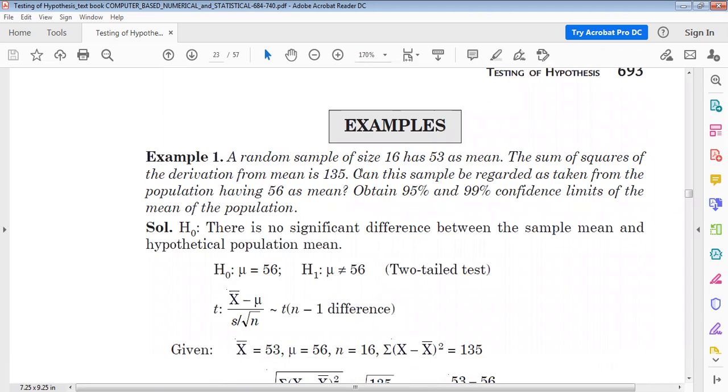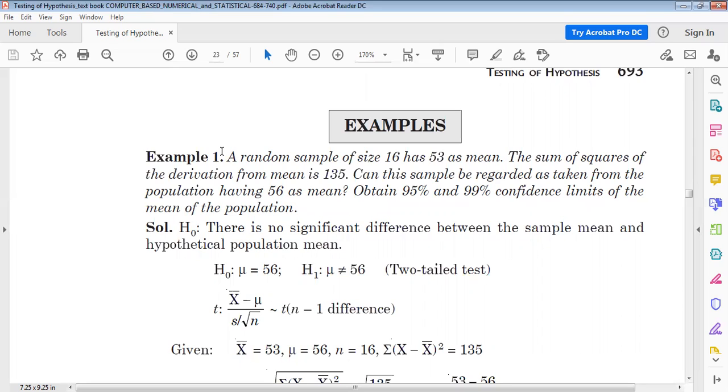Example 1. A random sample of size has 53 as mean. The sum of squares of the deviations from the mean is 135. Can this sample be regarded as taken from the population having 56 as mean? Obtain 95% and 99% confidence limits of the mean of the population.